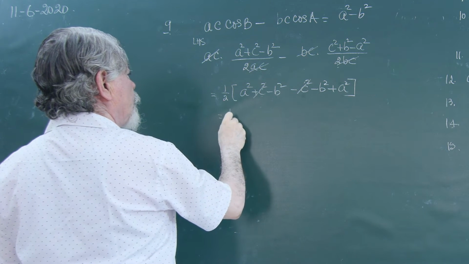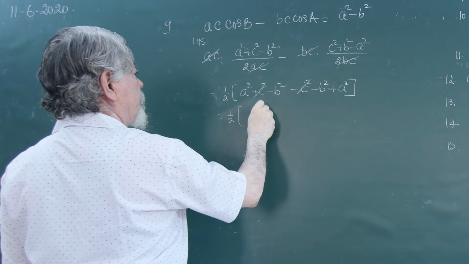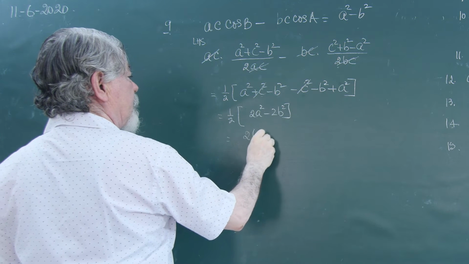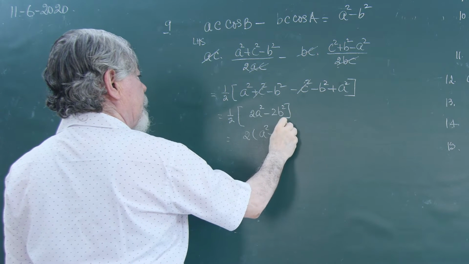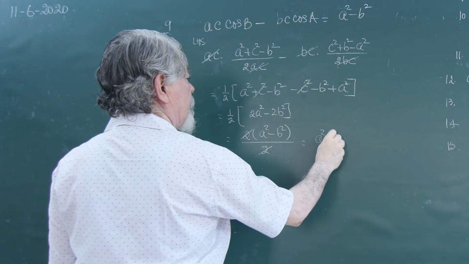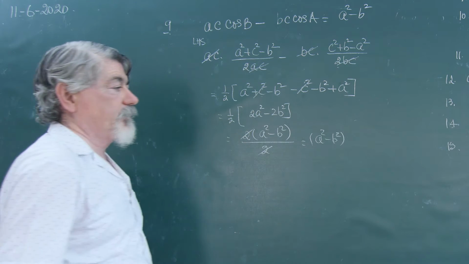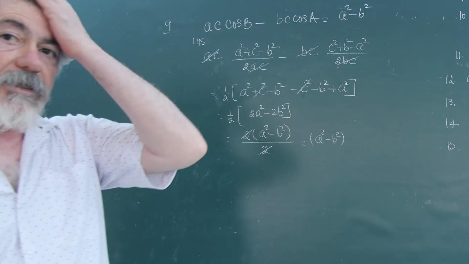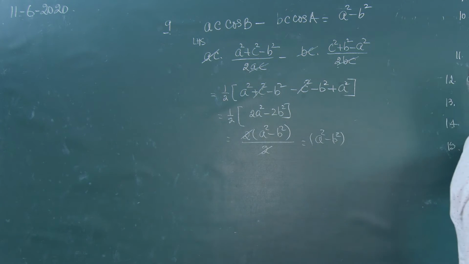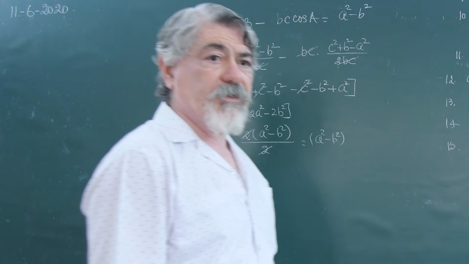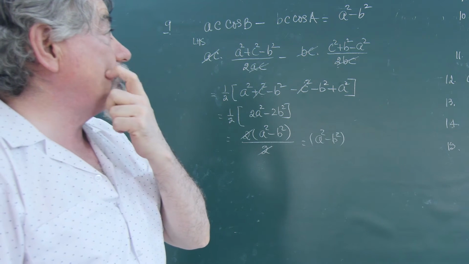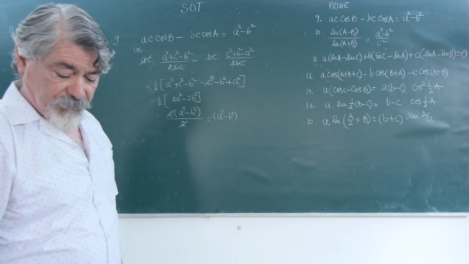So 1 upon 2, it will be 2A square minus 2B square. So 2 can be taken out common. It will be left A square minus B square upon 2. 2 will cancel. It is A square minus B square. So we had to prove it equal to A square minus B square, and it is equal to A square minus B square. Now let us see question number 10.